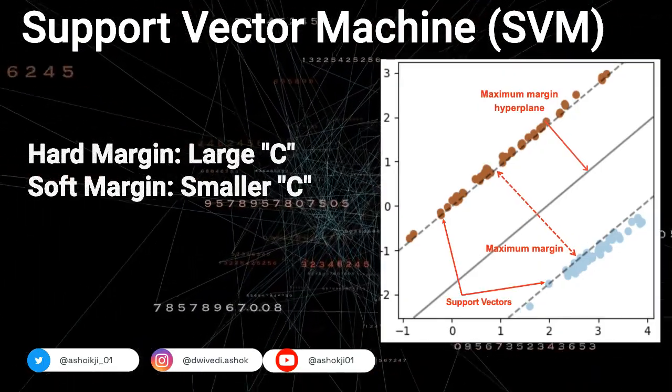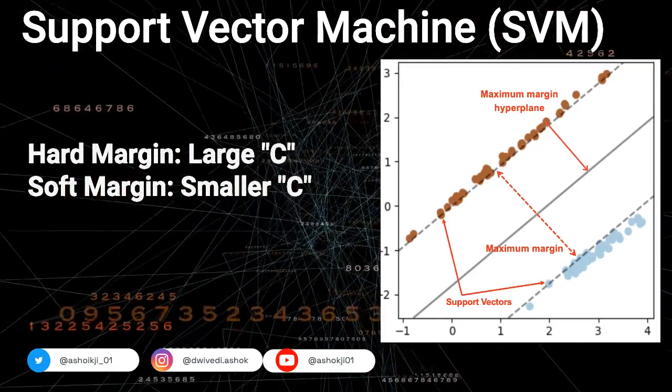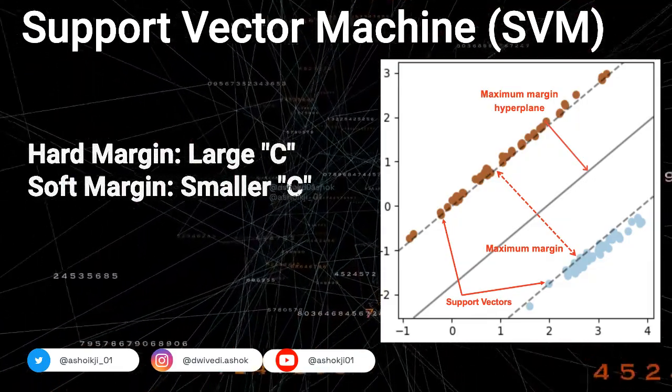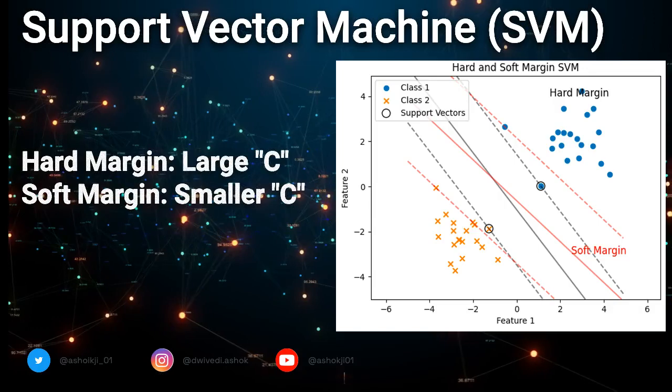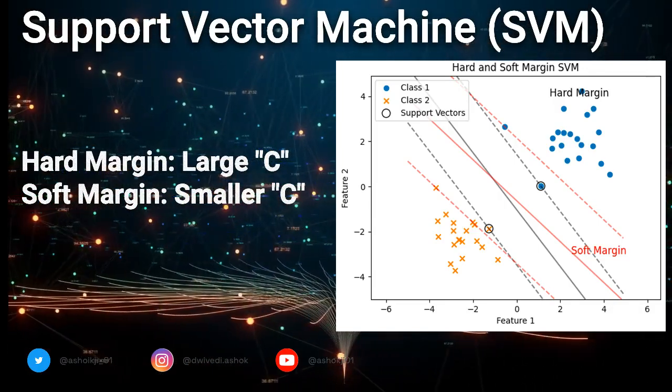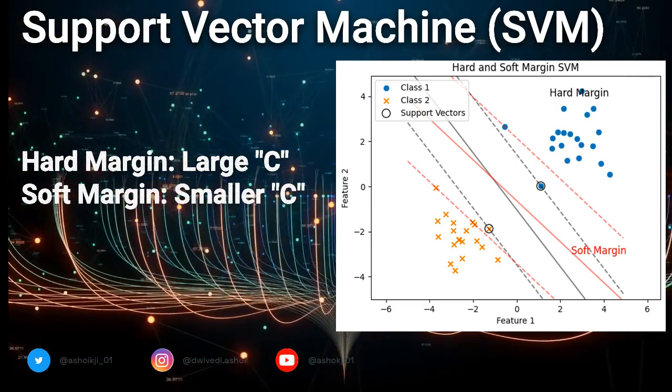Data points that are closest to the decision boundary are known as support vectors. Support vectors are critical for determining the position of the decision hyperplane. Decision boundaries are determined based on maximum margins. Margins are of two types, hard margin and soft margin.